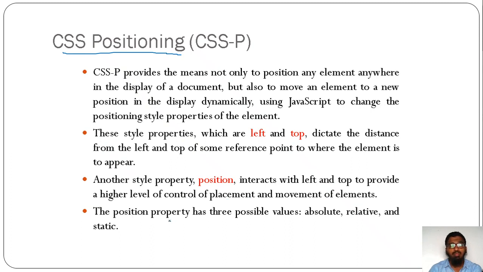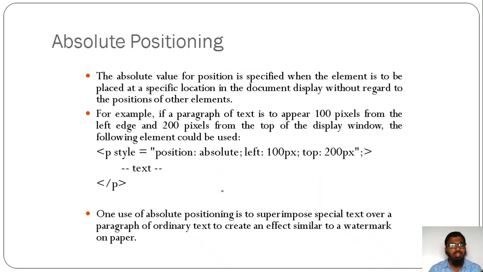The position property has three possible values. First one is absolute, second one is relative, and third one is static. So we will see absolute, relative, and static, then we will stop the class and our unit 1 will also finish. So absolute, what is absolute? Absolute is nothing but the absolute value of the position is specified when the element is to be placed.